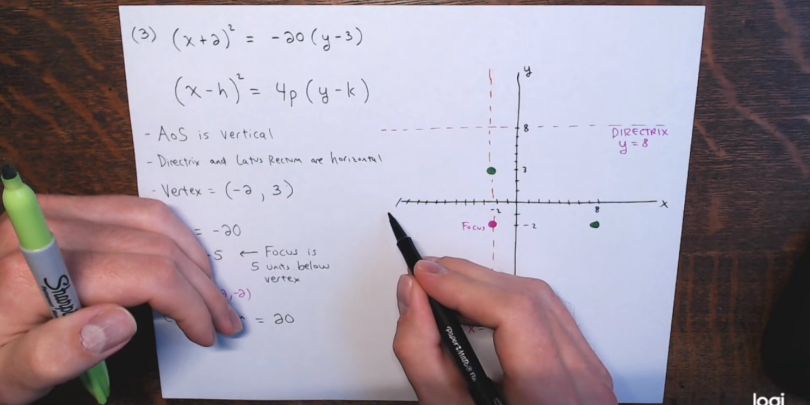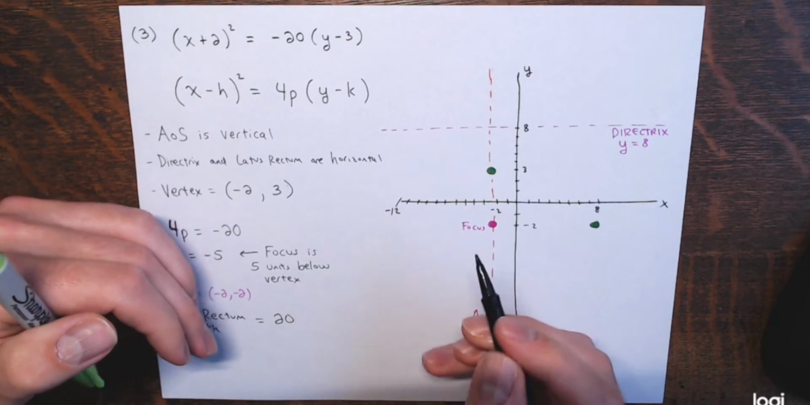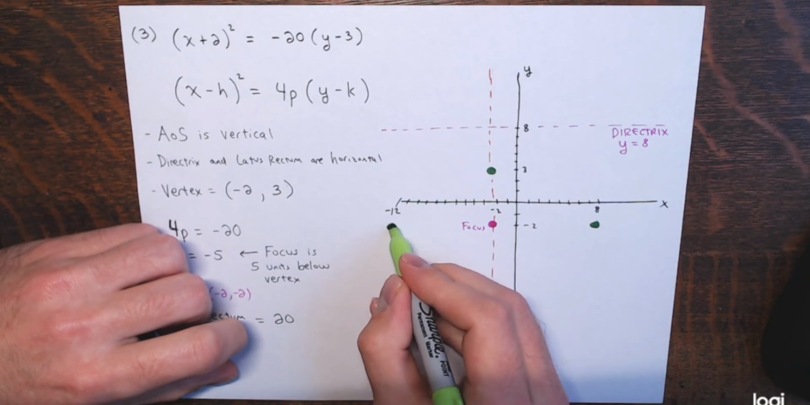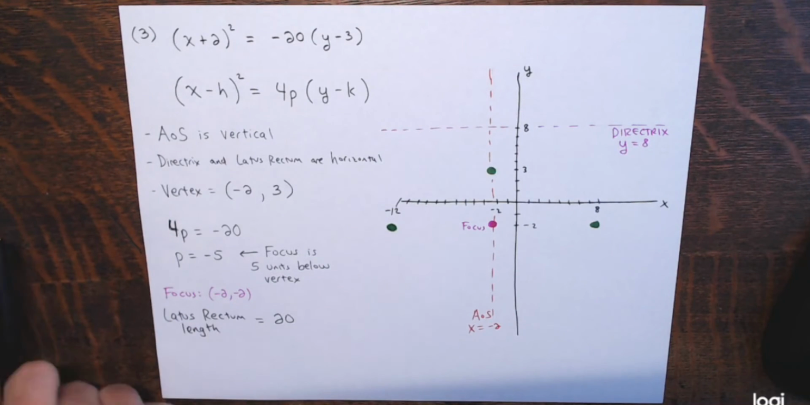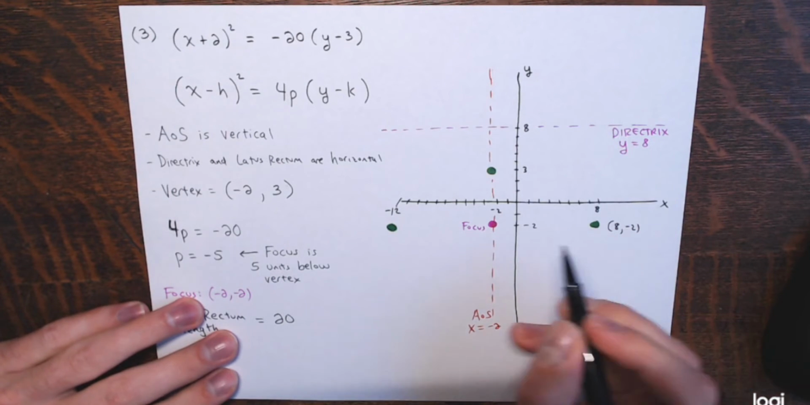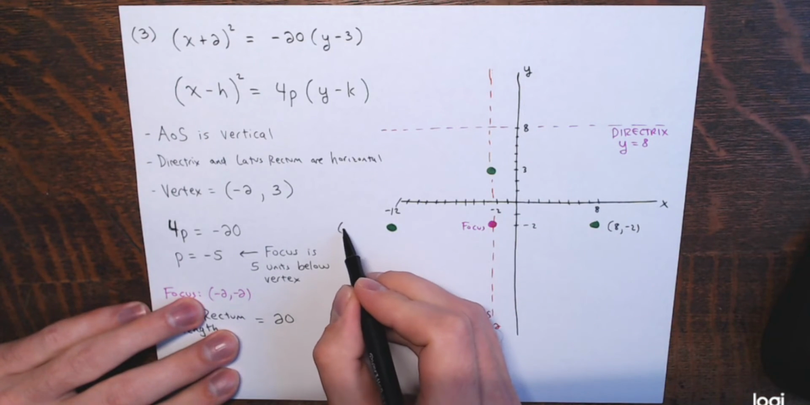Again, this is not a great drawing. The spacing's not amazing. And there we go. And these should actually be solutions of the equation, and you can check that out. 8, -2, and then the other end of the latus rectum at -12, -2.